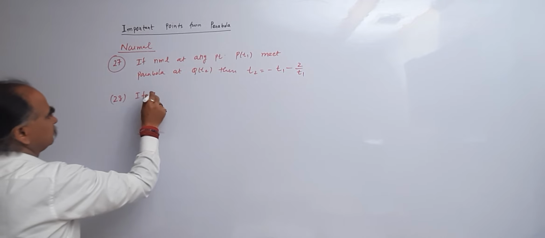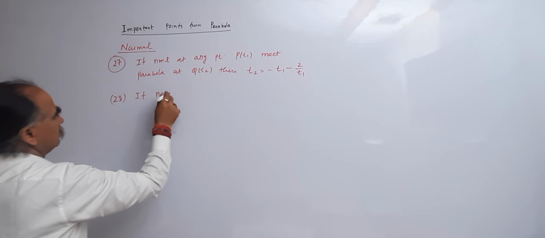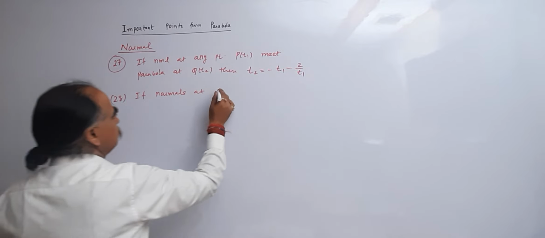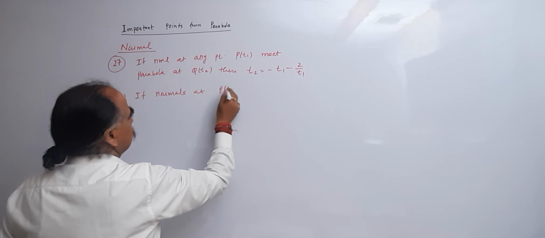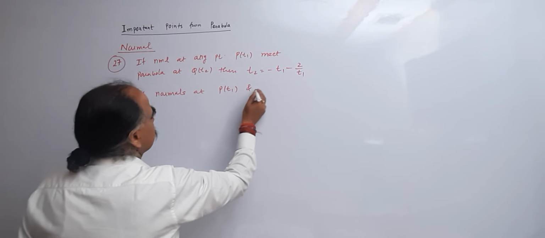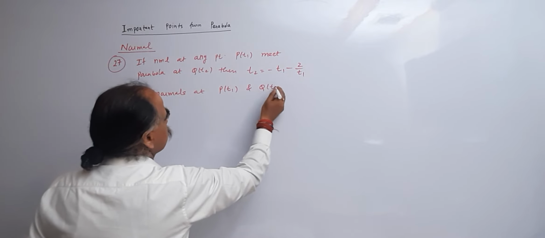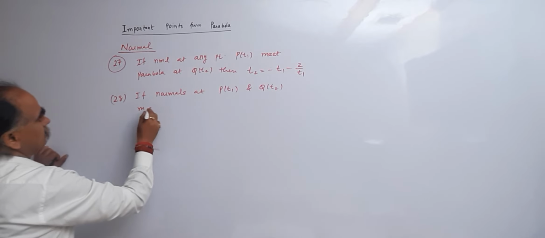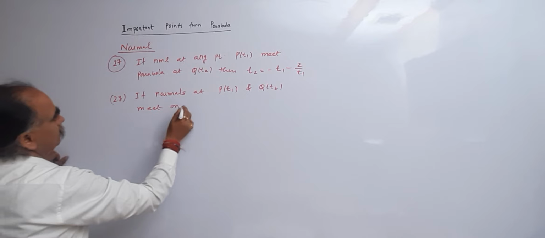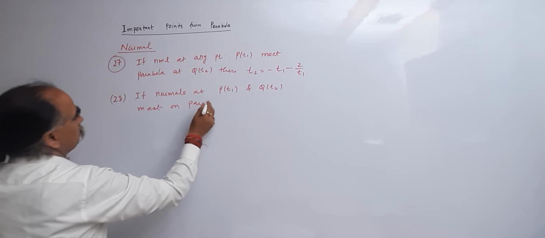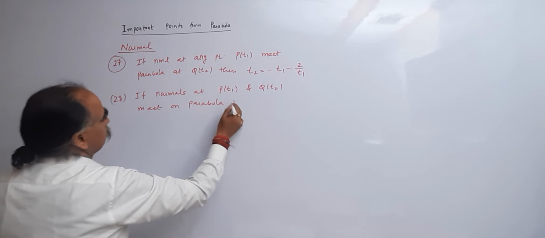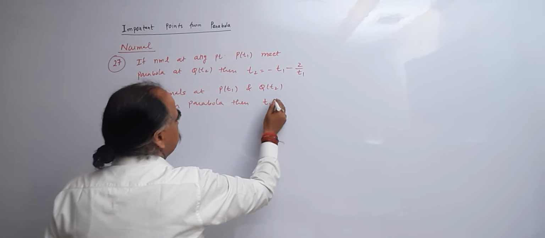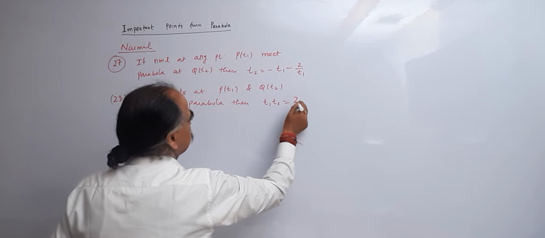If normals at P(t1) and Q(t2) meet on the parabola, then t1 into t2 is what? 2.